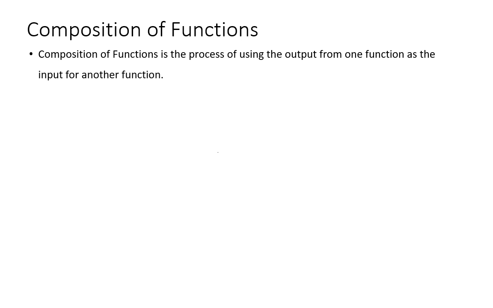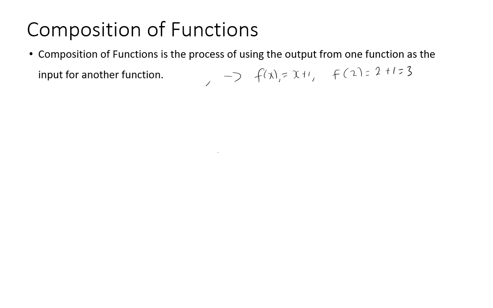Composition of functions. Composition of functions is just the process of using the output from one function as the input of another function. As in our previous examples, if you have a function f of x, for instance f of x is equal to x plus 1, we usually substitute a number. For f of 2, we substitute 2, then we say 2 plus 1, and this is 3.